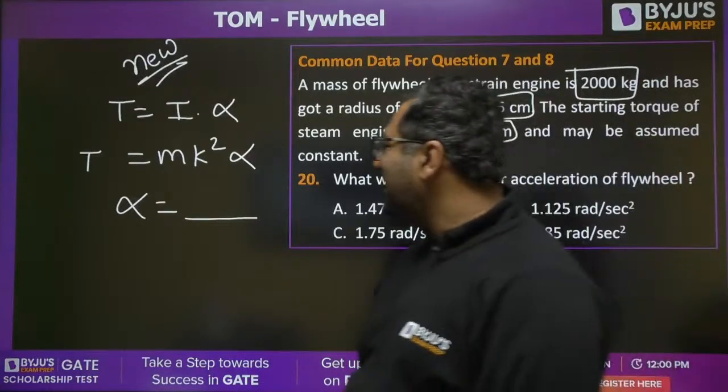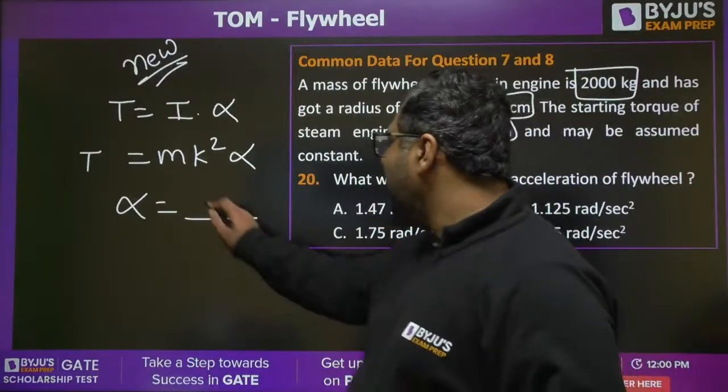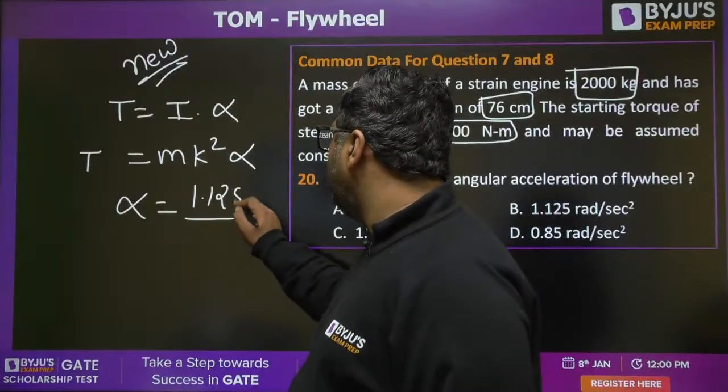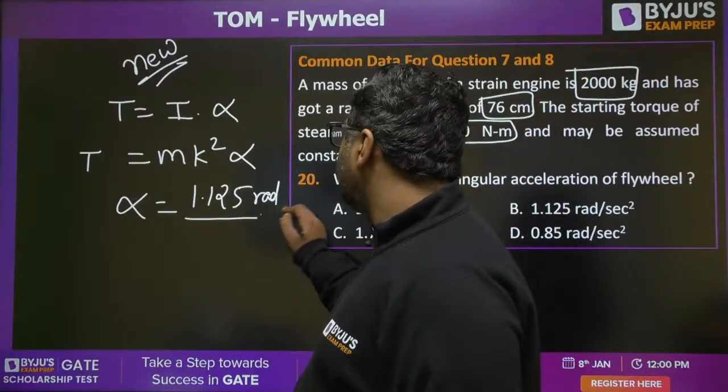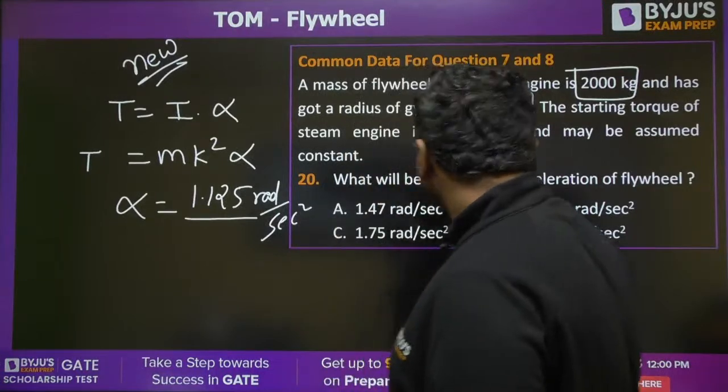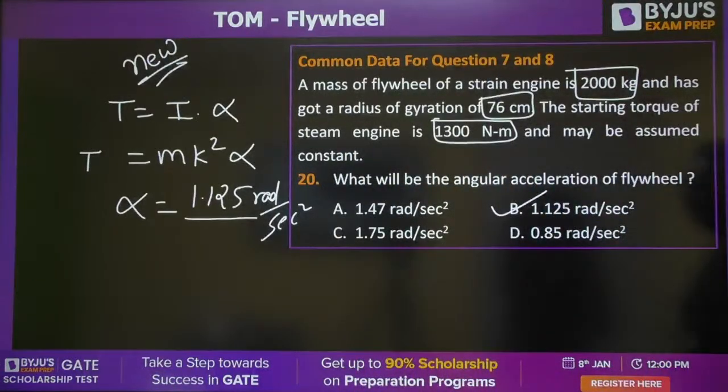Okay, so the answer would be B here, 1.125 radians per second square. B would be the right answer for this.